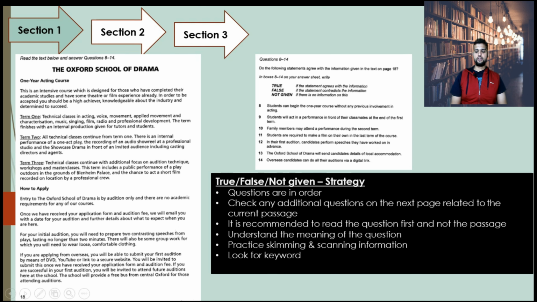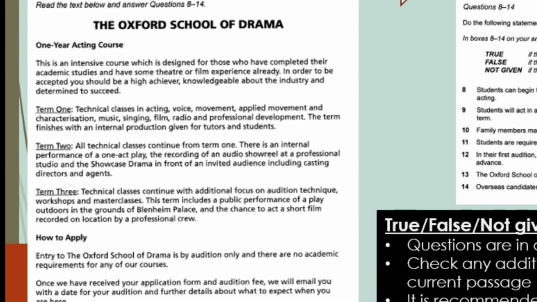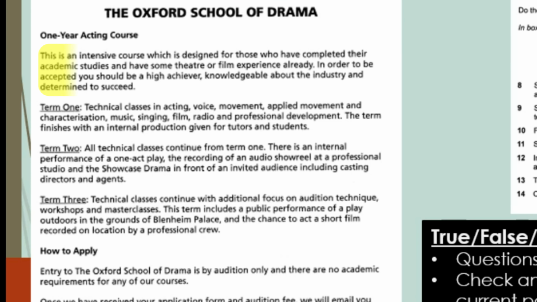So skimming and scanning, just to elaborate, how do I read this? This intensive course designed, this is irrelevant for me. Intensive course designed for those who completed their academic studies and have some theater experience already. To get accepted, you should be an achiever, knowledgeable about the industry and determined to succeed. Like this, you should be able to read. All these are irrelevant for you. Just try to skim it, or else you will be spending a lot of time on this.